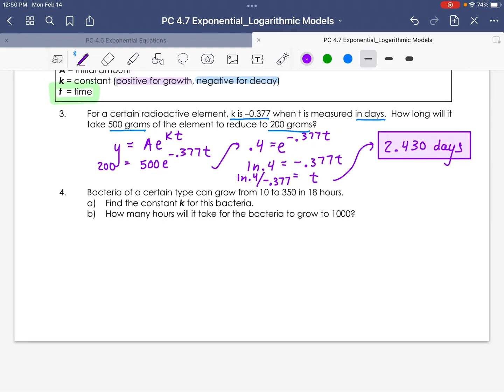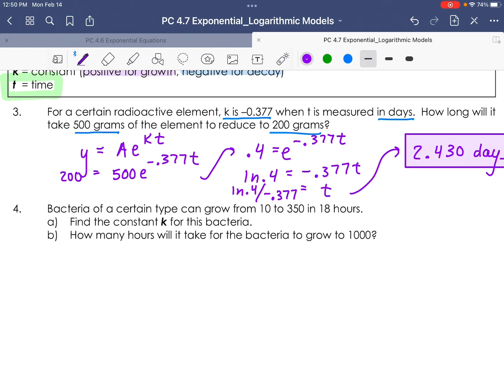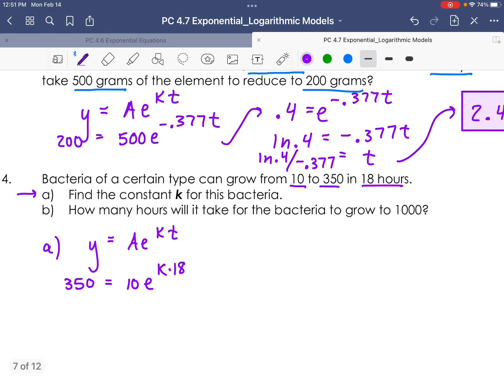Okay. Now, sometimes we have a two-step problem like in number 4. Bacteria of a certain type can grow from 10 to 350 in 18 hours. So in part A, we're asking, find the constant K for this bacteria. Okay, so Y equals AE to the KT. It's growing from 10 to 350, and I need to find K when this happens in 18 hours. Okay. Divide by 10.